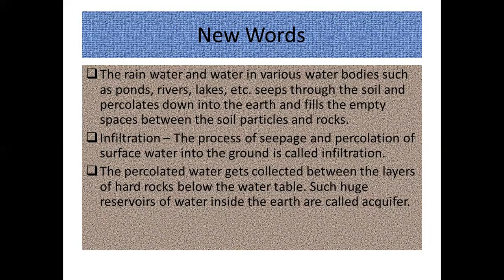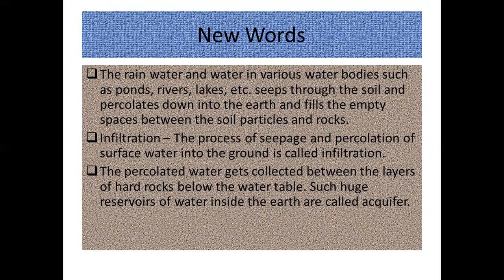You have all studied what groundwater is and what the water table is. When the rain comes, the rainwater and the water in various water bodies such as ponds, rivers, lakes, etc. seeps through the soil and percolates down into the earth and fills the empty spaces between the soil particles and rocks. So what is infiltration? The process of seepage and percolation of surface water into the ground, meaning the process by which water goes into the ground, is called infiltration.